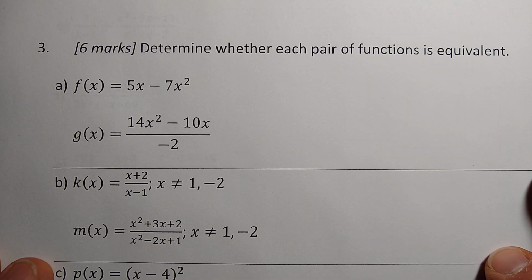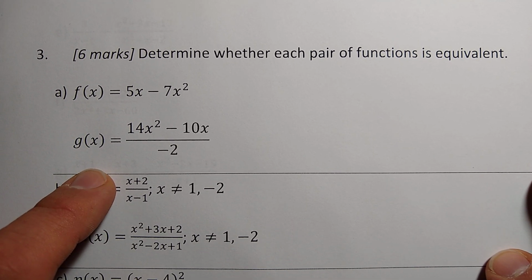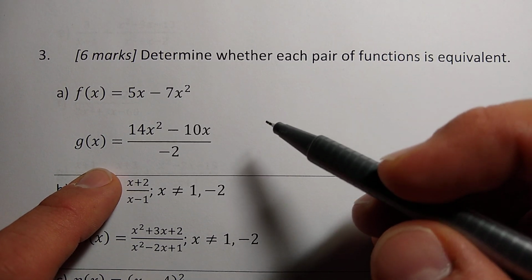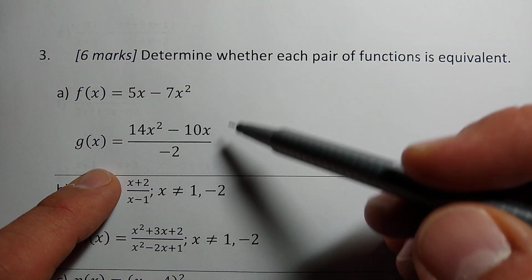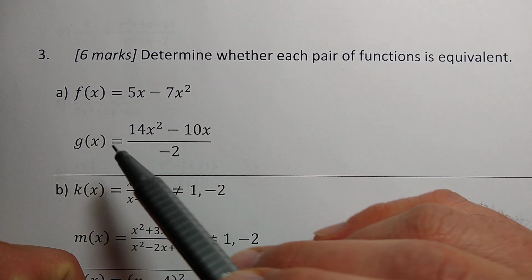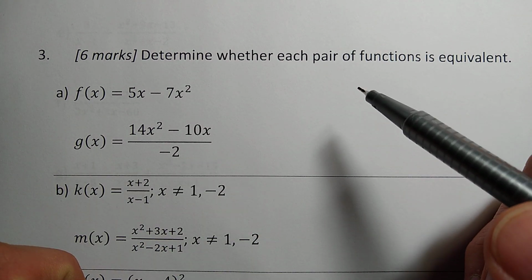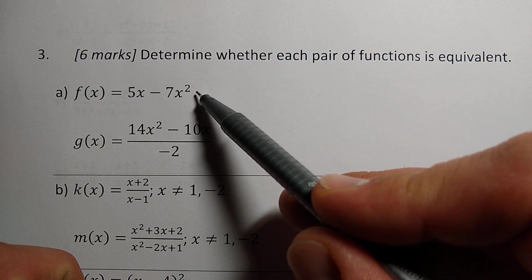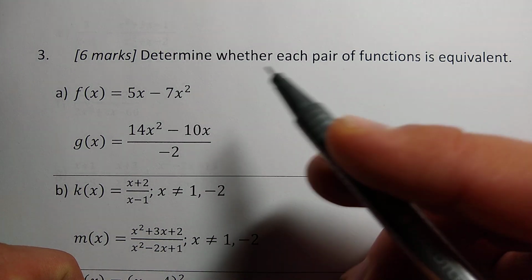Okay, question 3. We have two functions. We have to decide, are these two functions equivalent? So, one thing you can try to do is simplify one or the other. You can also subtract them. And if you think that they are not equivalent, you could also substitute something in to see if you can make them not match if you substitute the same value into each. But this one looks simpler. It's a polynomial. It's in its simplest form. This one is not really in its simplest form.